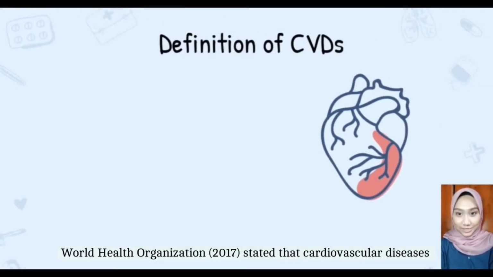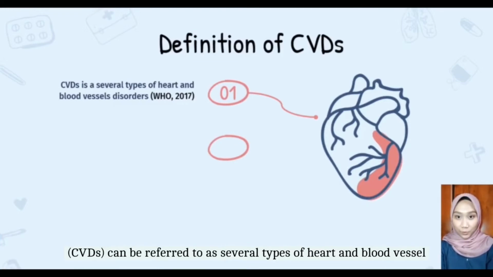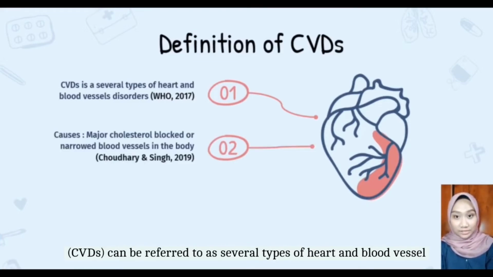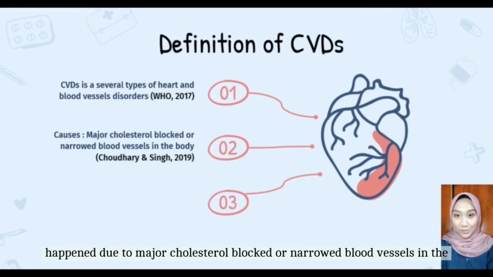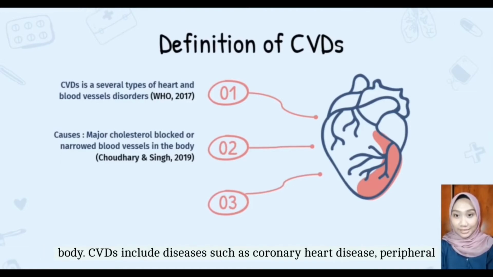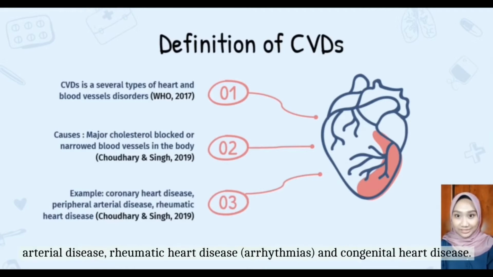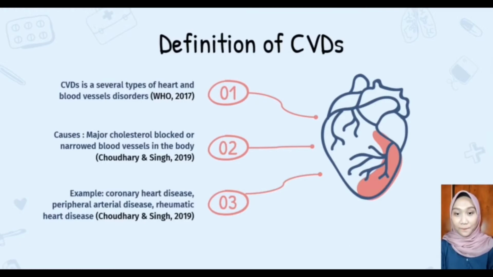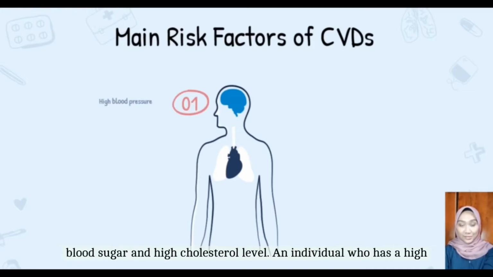World Health Organization 2017 stated that cardiovascular diseases or CVDs can be referred to as several types of heart and blood vessel disorders. Similarly, according to Chowdhury and Singh 2019, CVDs also happen due to major cholesterol blocking or narrowing blood vessels in the body. CVDs include diseases such as coronary heart disease, peripheral arterial disease, rheumatic heart disease, and congenital heart disease. Three main risk factors of CVDs consist of high blood pressure, high blood sugar, and high cholesterol level.